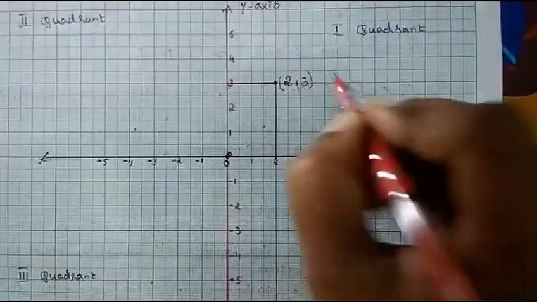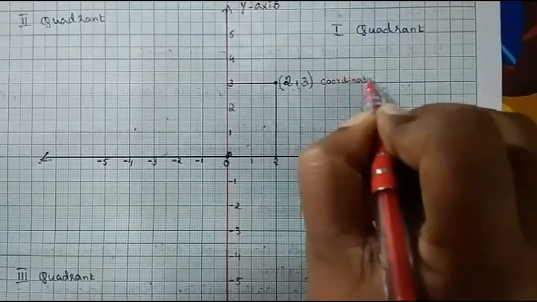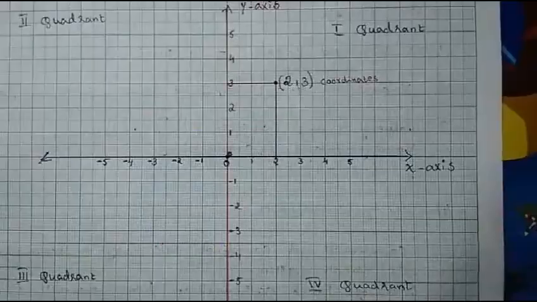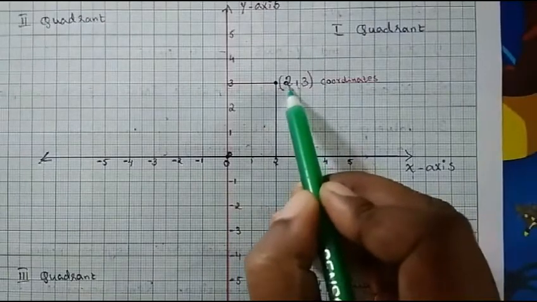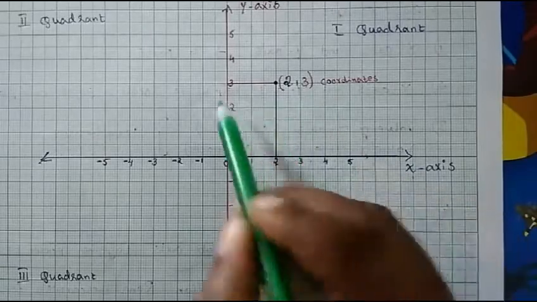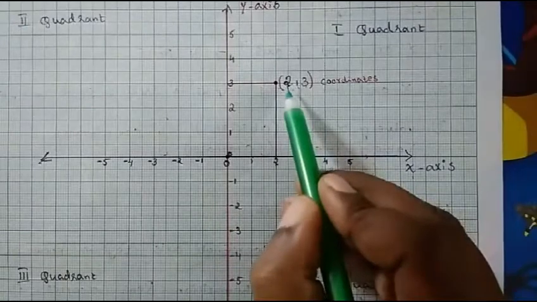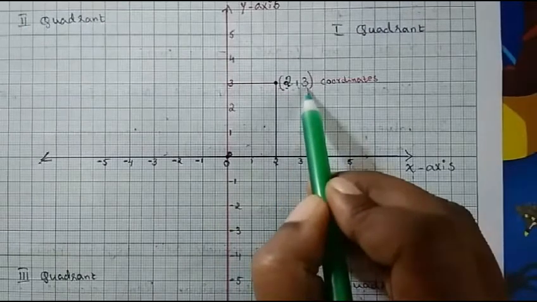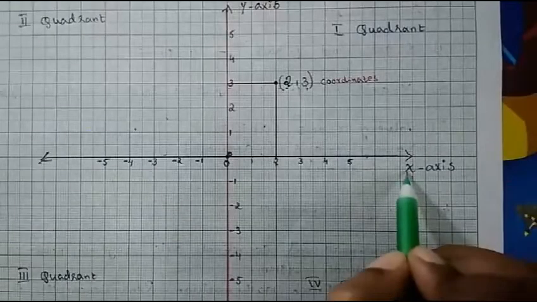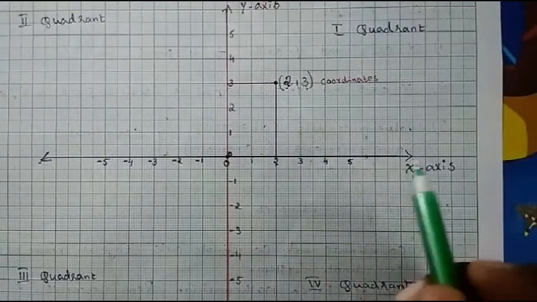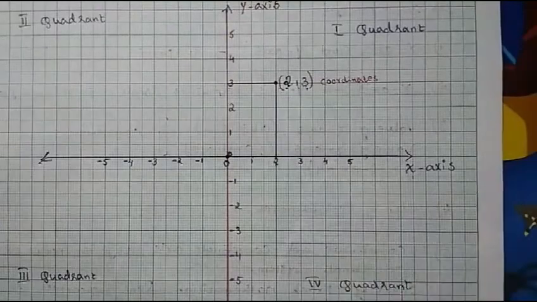So this is known as coordinates. So what are the coordinates we have here? 2 is the x coordinate and 3 is the y coordinate. 3 is y, it is on the y-axis, 2 is on the x-axis. So 2 is known as the x coordinate, 3 is known as the y coordinate. This is known as coordinates, and the x-axis and y-axis are also known as coordinate axes.